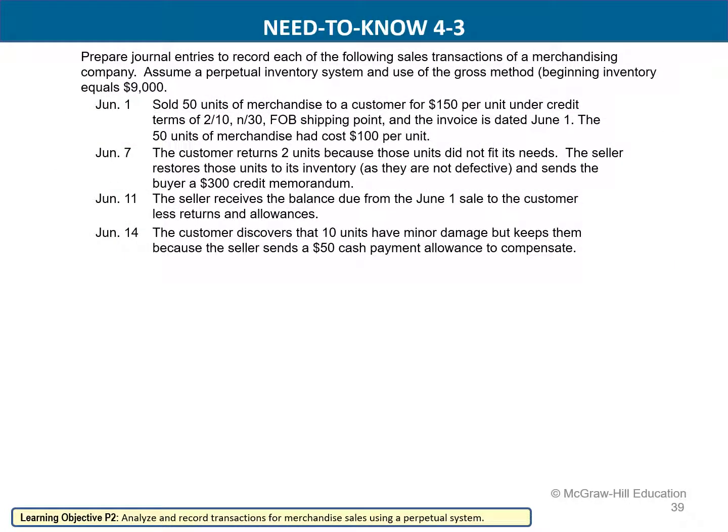All right, so let's do some more journal entries. Let's prepare the journal entries to record each of the following sales transactions of a merchandising company. We're going to assume a perpetual inventory system and the gross method of recording that activity. So beginning inventory equals $9,000. On June 1st, we sold 50 units of merchandise to a customer for $150 per unit on credit, terms 2/10, net 30, FOB shipping point, and the invoice is dated June 1st. The inventory they sold had a cost of $100 per unit.